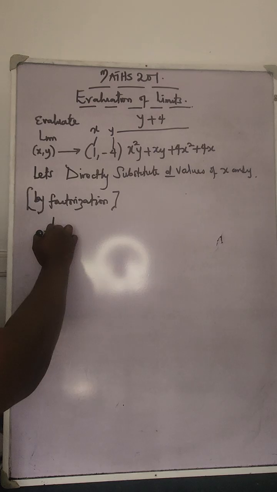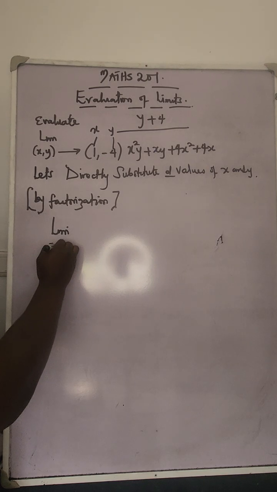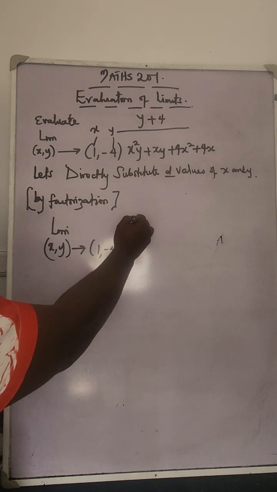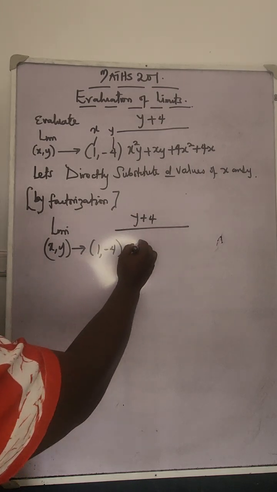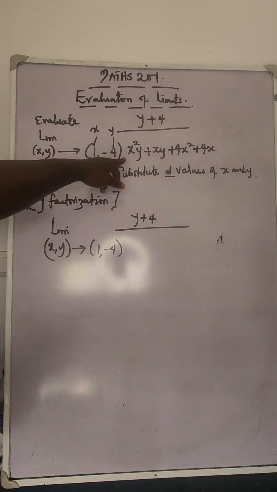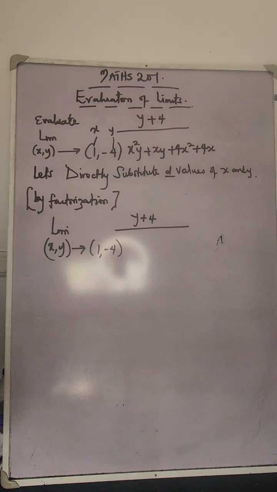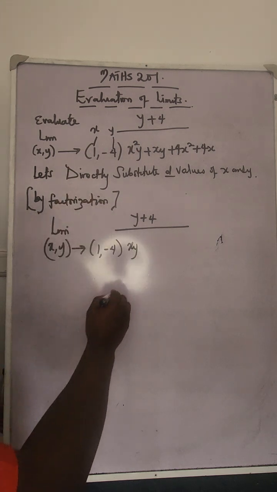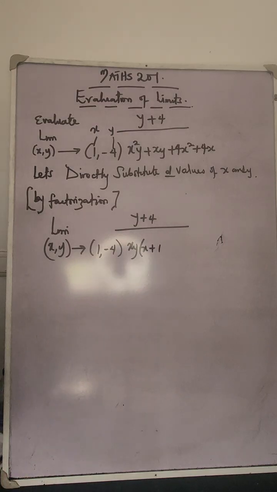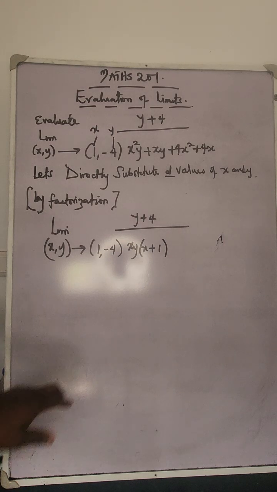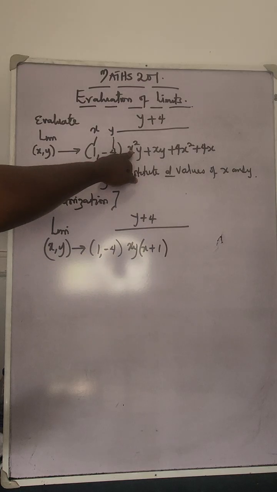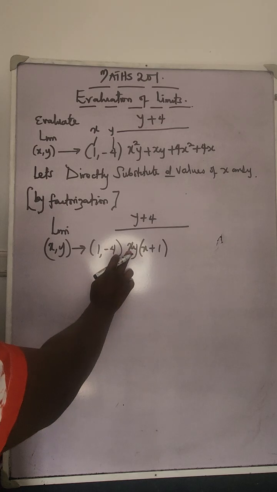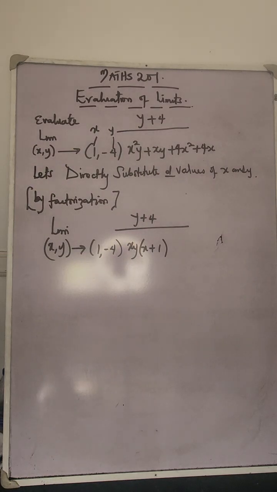So we have the limit as (x, y) approaches (1, -4) of (y + 4) over. Now, if you factorize with respect to x and y here, you're going to have xy into the bracket of (x + 1). Why do you have that? Because when you multiply xy by x, you have x squared y, right? And when you multiply 1 by xy, you have xy.